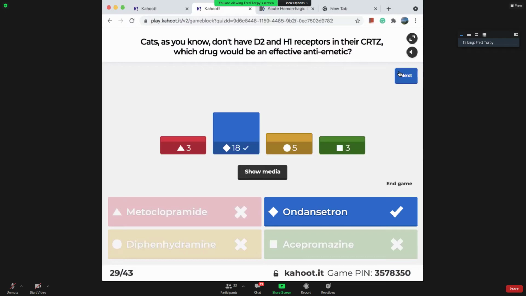So if we use an antihistamine like diphenhydramine, which is Benadryl, or acepromazine, which is a dopamine antagonist, then that wouldn't be as helpful in cats. Ondansetron is going to be a lot more helpful in cats because they have serotonin receptors in their chemoreceptor trigger zone. Where do cats not have many serotonin receptors? Does anybody remember this from the lecture? Where dogs do have more? Is it in the gut?